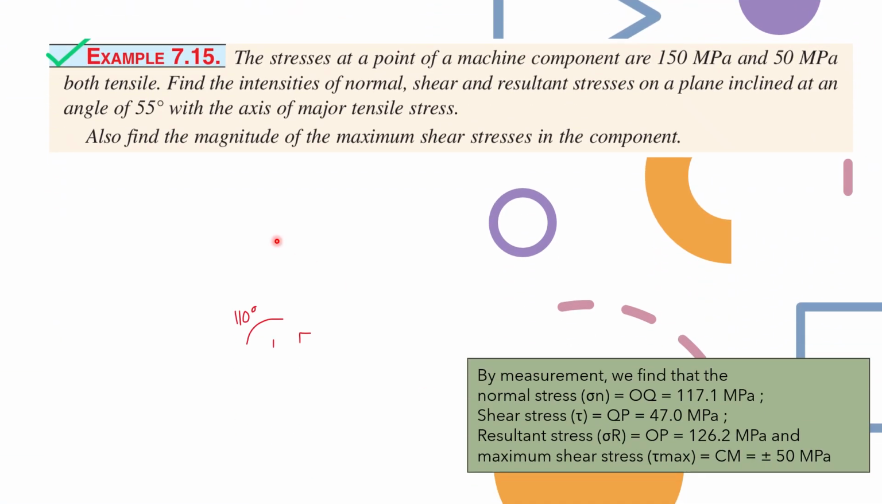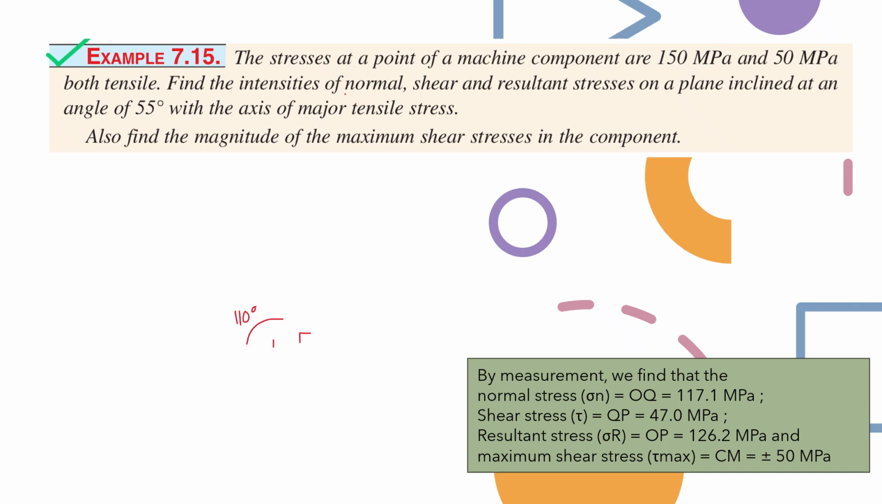Moving forward, we have the question. If I read it, it says: the stresses at a point of a machine component are 150 megapascal and 50 megapascal, both tensile. Okay, so both are tensile stresses. Find the intensities of normal. Okay, let me mark it out.